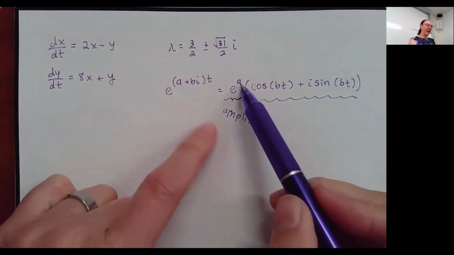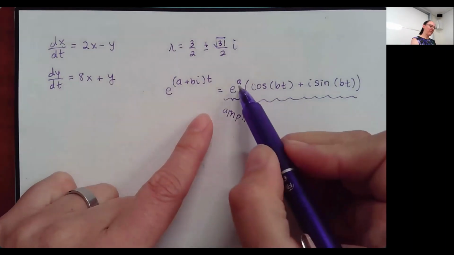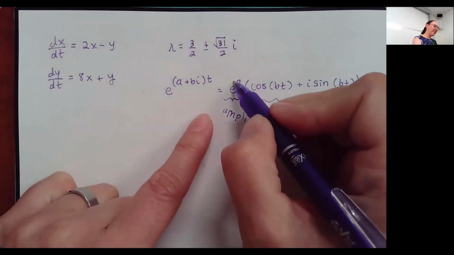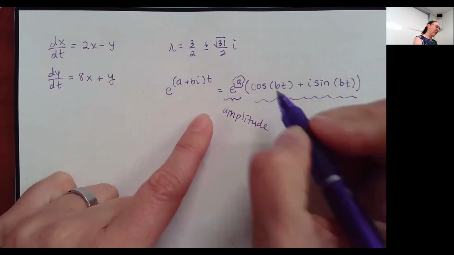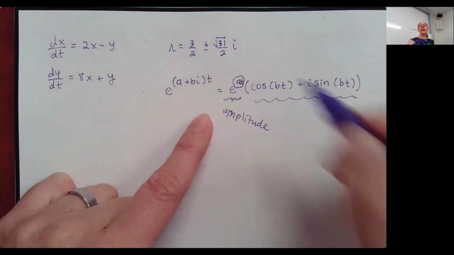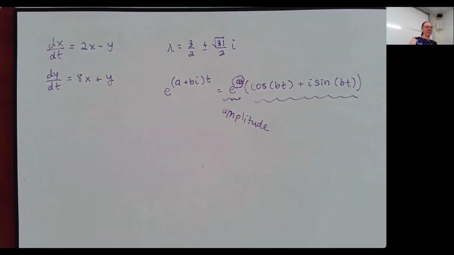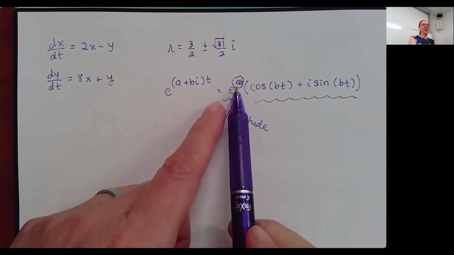So if that A value up there is positive, then the amplitude of the oscillations is growing as T approaches infinity, because e to the positive infinity is getting large. The amplitude of my oscillations is going to go to 0 if that A value is negative.